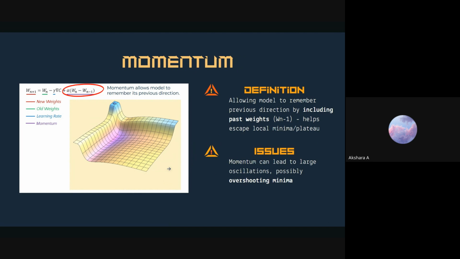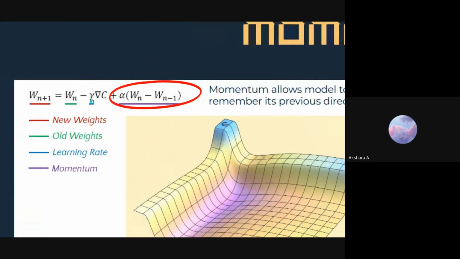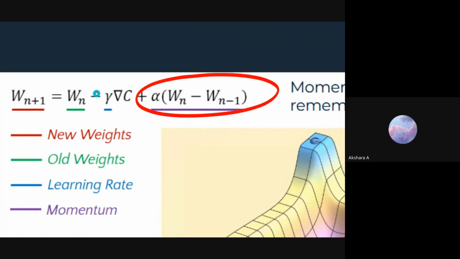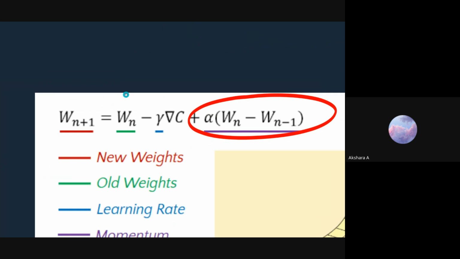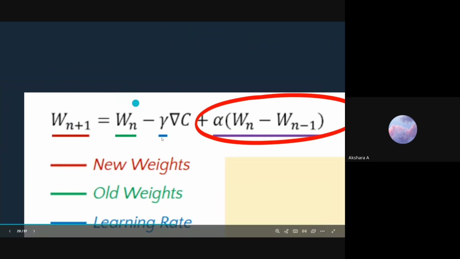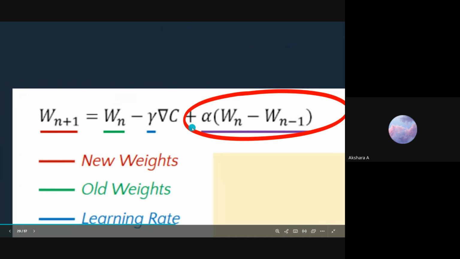If you look at the formula, we were slowly adding more and more terms. Other than the learning rate term, we also added a term about momentum, which uses the old weights and the weights even older than the old weights. Let me zoom in for you. If you remember the very first version of the formula, it was new weights equals old weights minus learning rate multiplied by gradient of loss function.